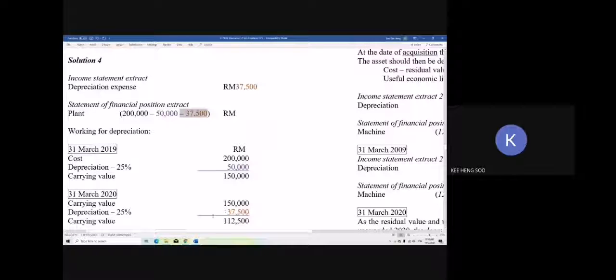So the working is at the bottom here. The first year, 200 minus 50. Second year, minus again 37,500. So your carrying amount now becomes 112,500.